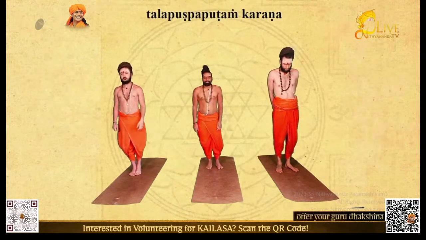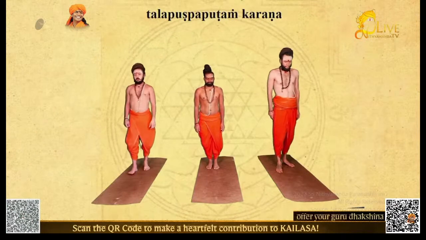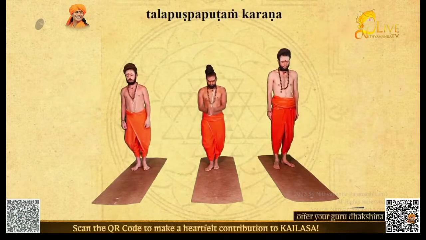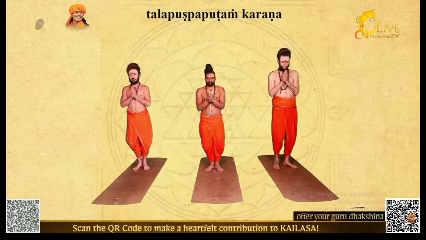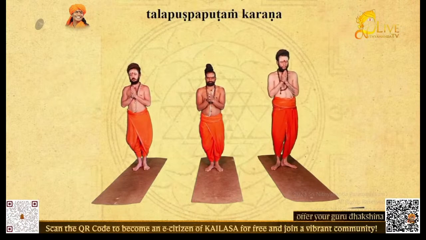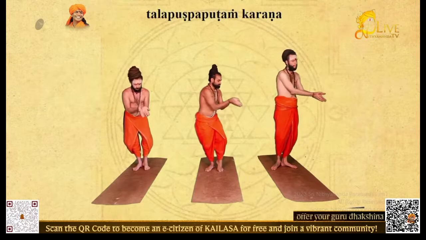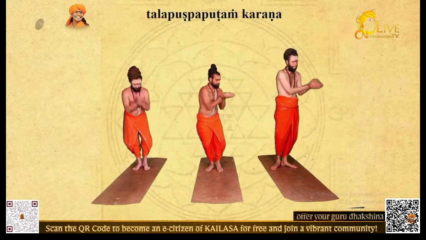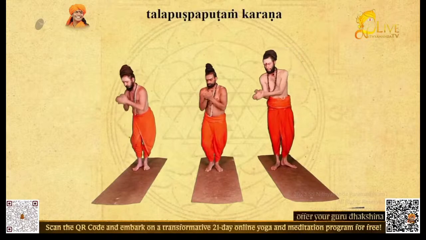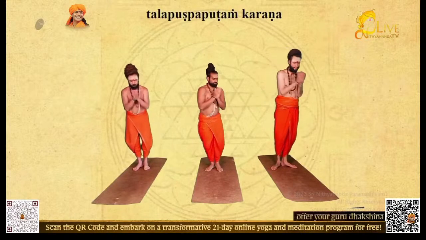Next up is Tala Pushpa Putam Karana. Now stand tall with the palms together in Namaskara Mudra. Now gently bend your knees and keep the toes pointing outwards. Simultaneously, open up your palms and raise one heel off the ground, slightly lowering the waist and shoulder of the respective heel, visualizing yourself holding a bouquet of flowers and offering it to Paramashivam.